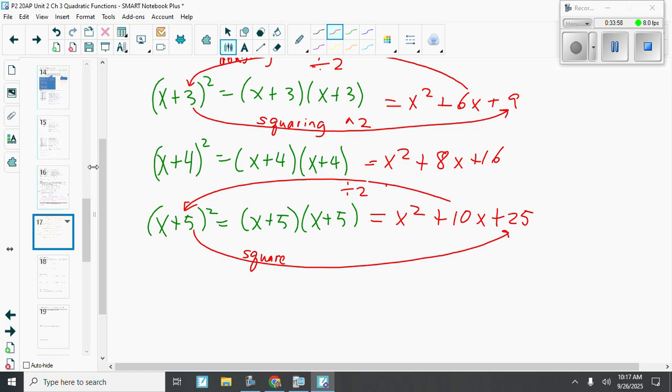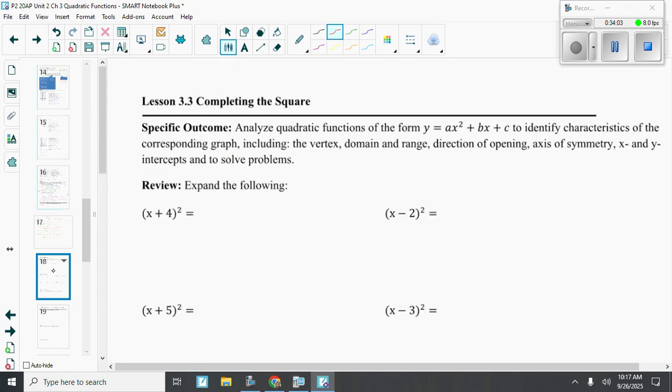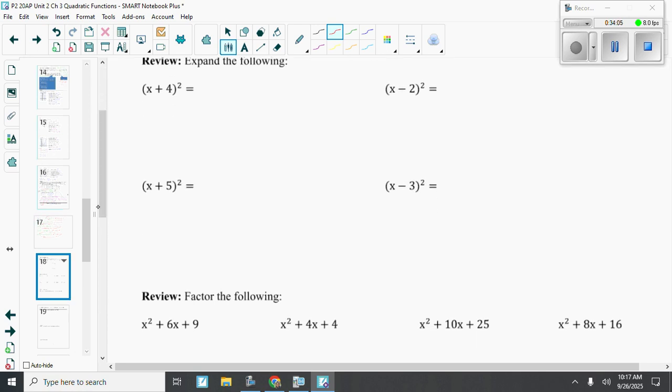So if you turn your page to page 12, here's a little bit of a review. I want you to write these out. The beginning part, you're still going to be showing that we're multiplying these out. Your next step, you decide if you're going to write all 4 terms or if you can start doing some of this in your head. We're going to get to x squared plus 8x plus 16.